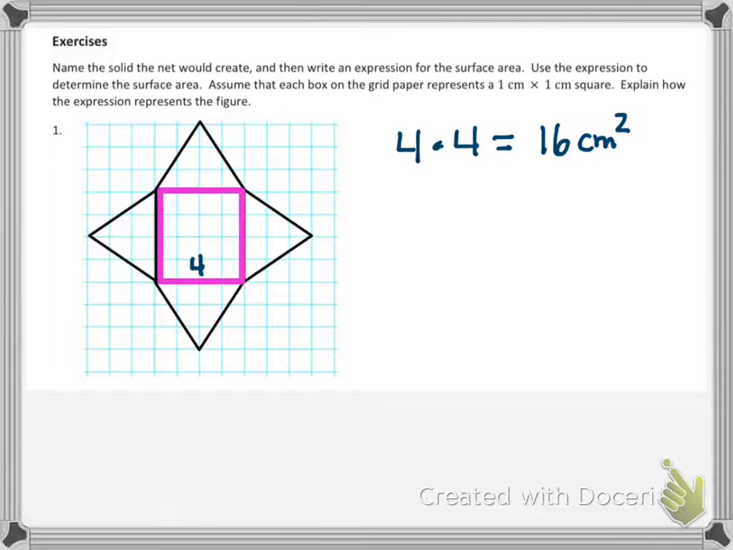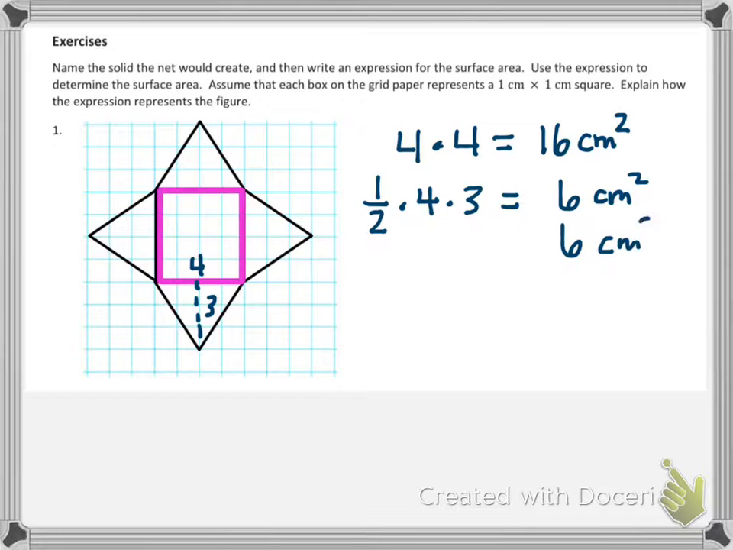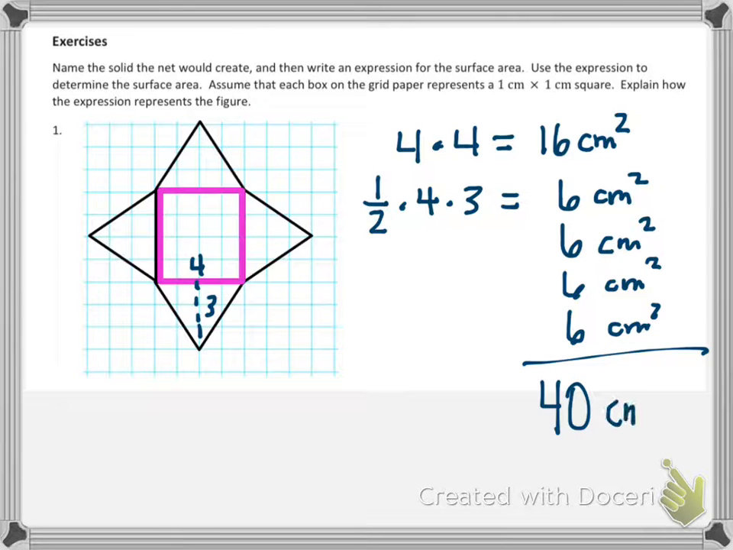So this triangle has a base of 4 and a height of 3. So we know that that's 1/2 times the base 4 times the height 3, and half of 12 is 6. So that's 6 square centimeters. And then all of the triangles are the same size, so there's 3 more of those. 6 square centimeters, another 6 square centimeters, and another 6 square centimeters. And when you add all those up, 6 times 4 is 24, and another 16 is 40 square centimeters.